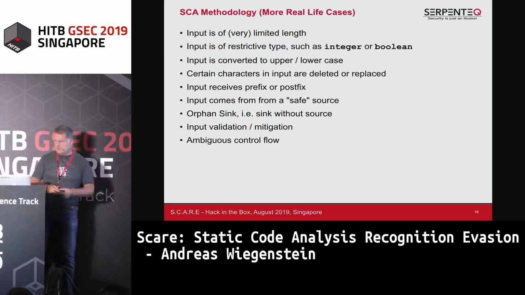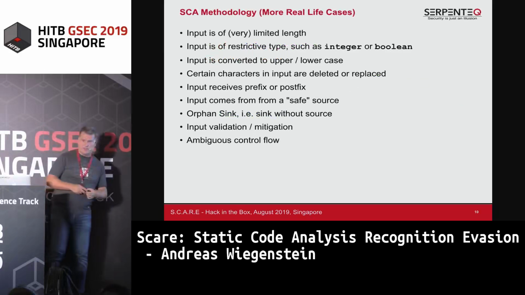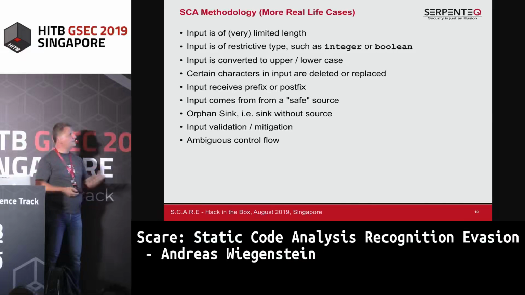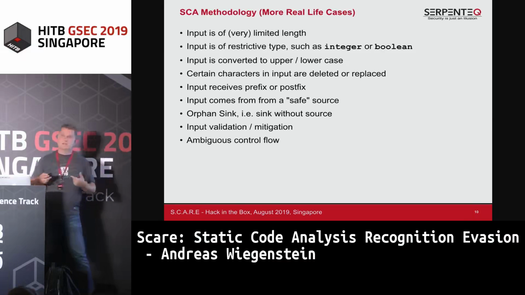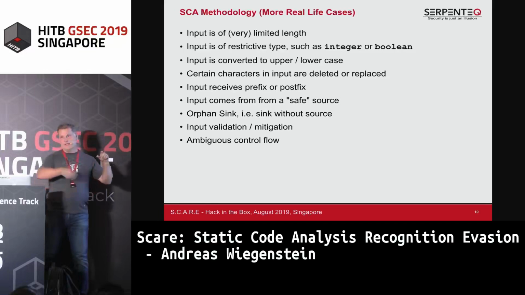So, let's talk about some more real-life cases where you may have problems. The first one was the limited length. Another one is, what if your input is used in a typed language like C and converted to an integer or a Boolean variable? Is it then still possible to attack with it? Probably not, because it's even shorter than the 3 characters. Or what if all the input is on its way to the dangerous command, copied to all uppercase or all lowercase? Or what if certain characters in the input are simply deleted or replaced? Is it then still possible to exploit?